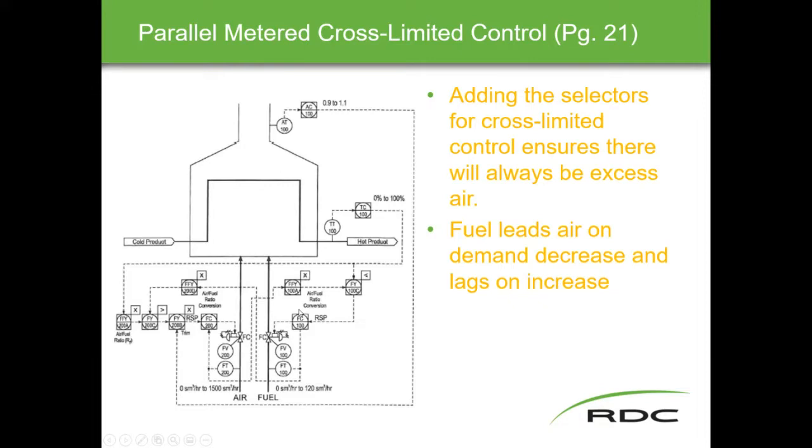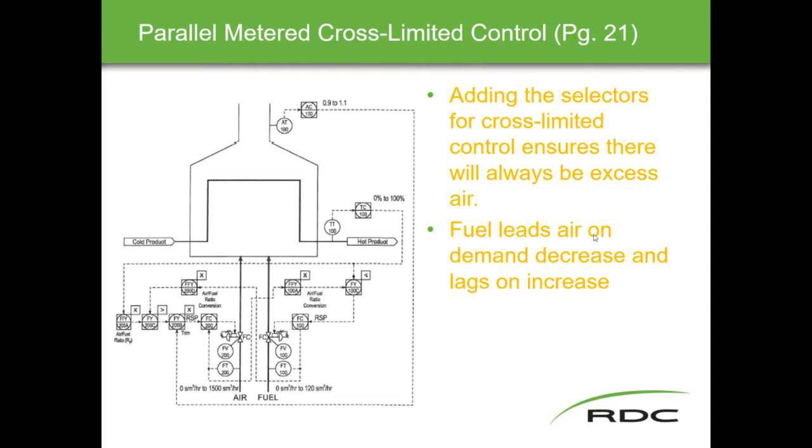But I'm not going to test you on a step-by-step of exactly how it operates because it's beyond our pay grade. I just want you to be able to identify it through this diagram and a block diagram and understand why we have introduced cross-limiting. Ultimately, the reason we've improved on regular parallel metered by adding cross-limiting is in order to maintain efficiency when we get demand changes.